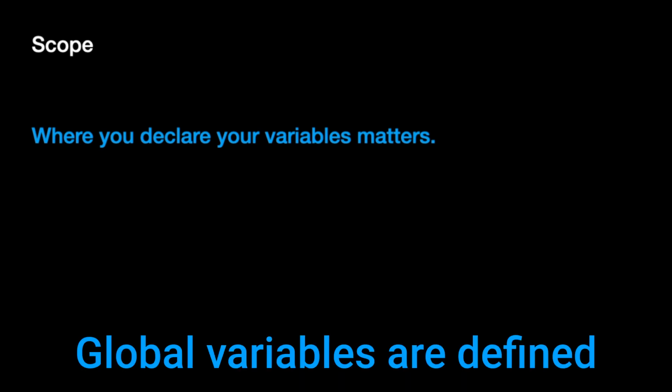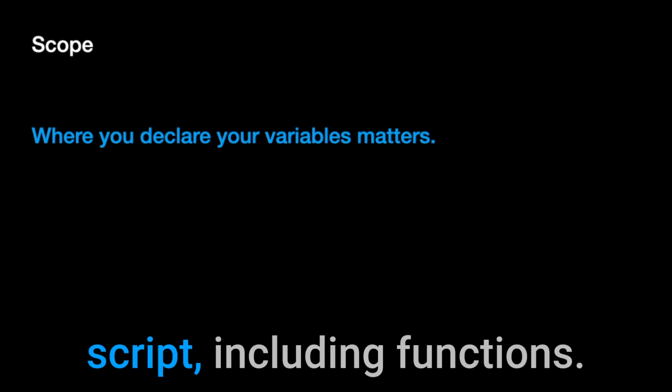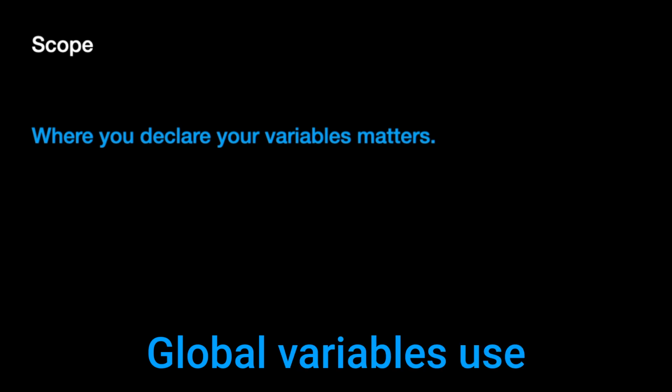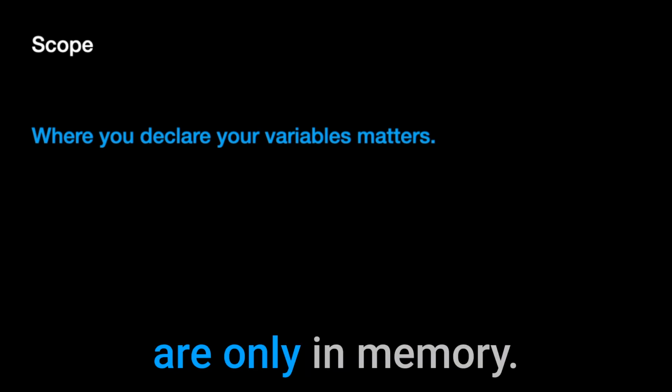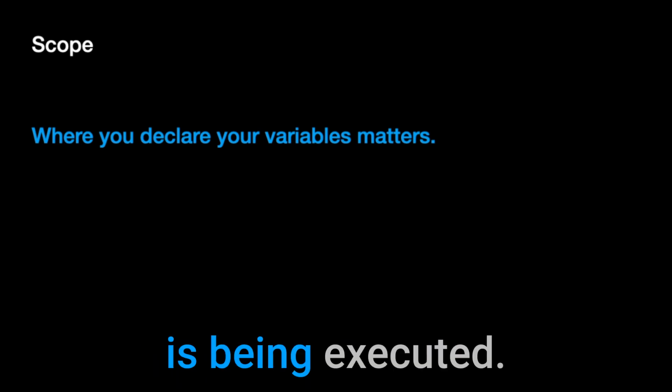Global variables are defined outside of a function, and they can be accessed anywhere within the script, including functions. As a side note, global variables use more memory because the browser has to remember them as long as the page is loaded, whereas local variables are only in memory as long as the function is being executed.